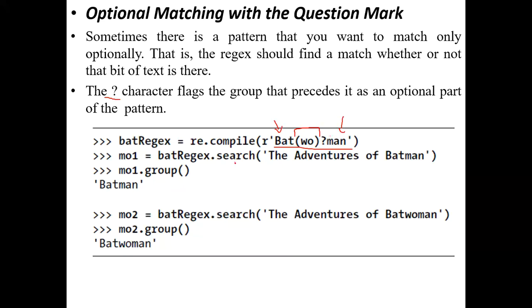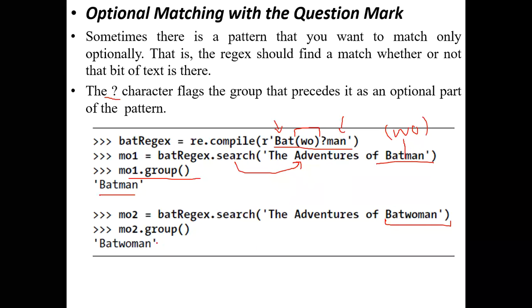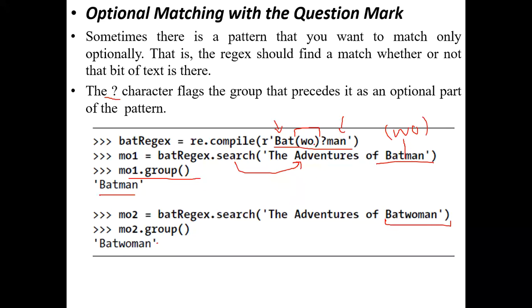Again, here we have called the search method and passed a string that contains Batman. When we look at this word, wo is missing. Even though it is missing, it is going to match Batman, because the question mark matches 0 or 1 occurrence of the mentioned pattern. Because of that, group has displayed Batman. Looking at one more example, in this example it is Batwoman. When the string contains Batwoman, in this case it has matched with one occurrence of wo, so we have got Batwoman.